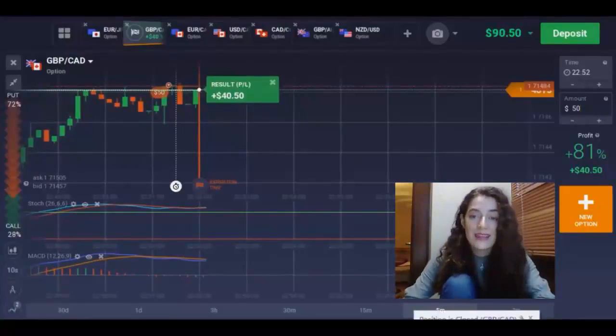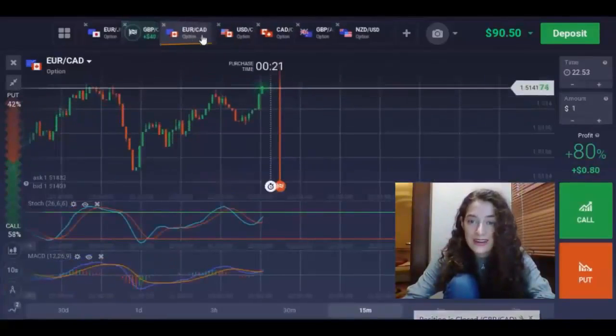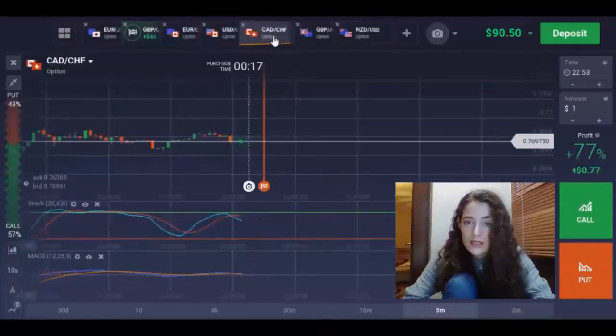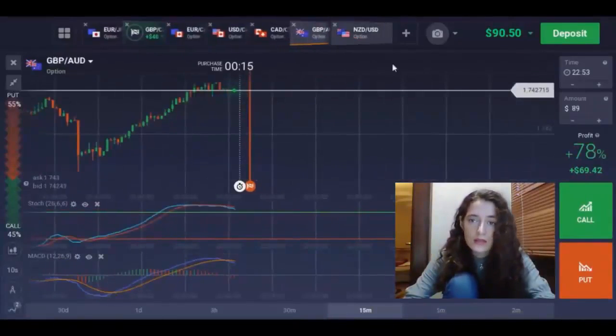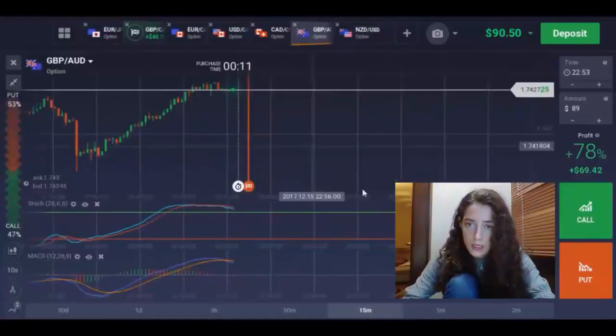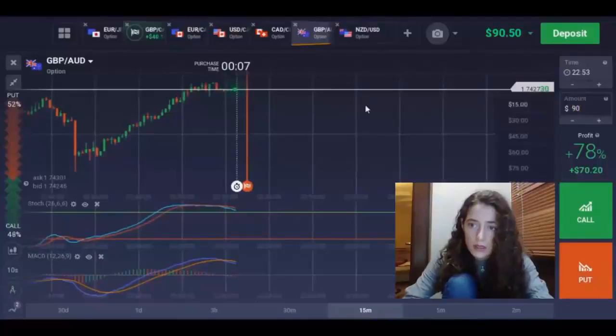Great! So it's the first win, plus $40. This is crazy. So I can just tell you that this method is really one of the best methods, and I do use it very often.